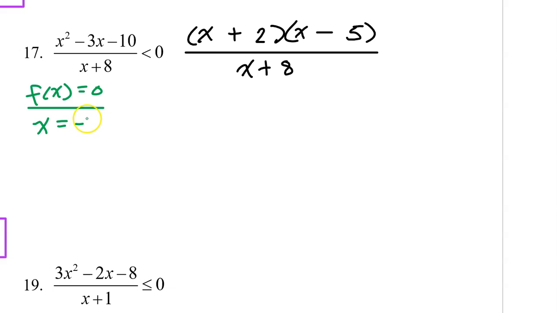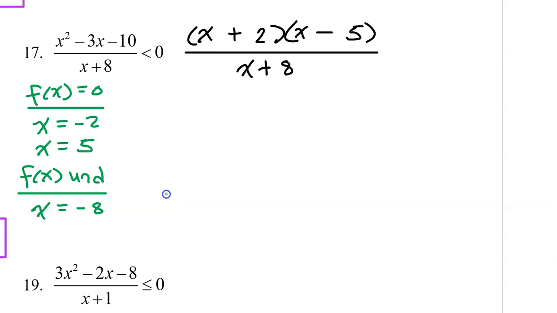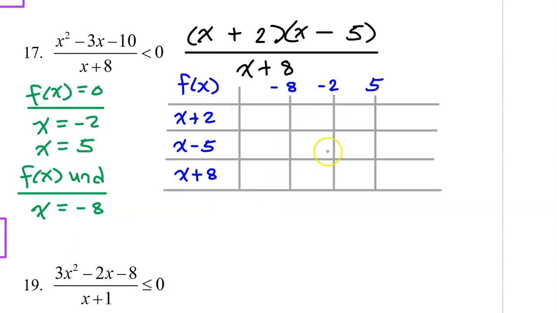F of x will equal 0 when the numerator equals 0. That's at x equals -2 and x equals +5. F of x will be undefined wherever the denominator is equal to 0. That's at x equals -8. Set up your sign chart like this. X plus 2 gave us the -2. It'll be negative to the left, positive to the right. X minus 5 gave us the 5. Negative to the left, positive to the right. X plus 8 gave us the -8. Negative to the left, positive to the right.